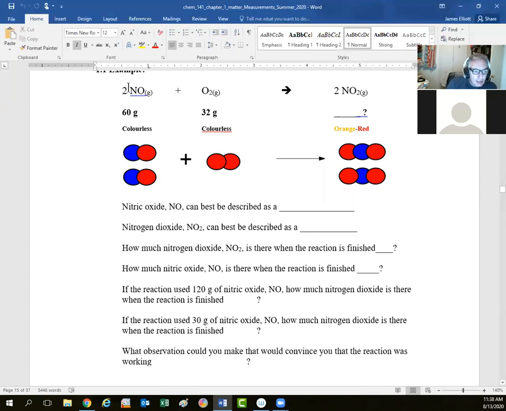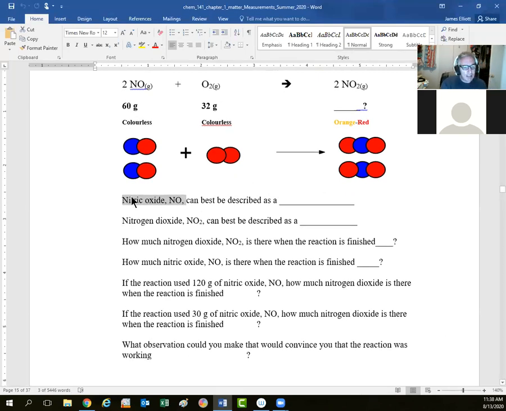So here's a chemical reaction. It's nitric oxide reacting with oxygen. That's sometimes referred to as a combustion reaction if something is reacting with oxygen. And it's producing this new chemical, nitrogen dioxide. The question listed is: nitric oxide, NO, can best be described as what? So we look at where the chemical is listed in the chemical reaction. Is it on the left side or the right-hand side? For the nitric oxide, it's listed on the left. So it's one of our starting materials, our initial ingredients.